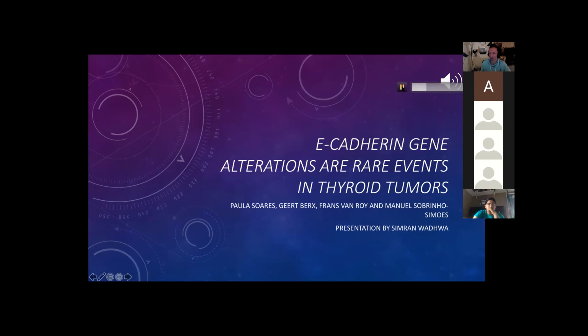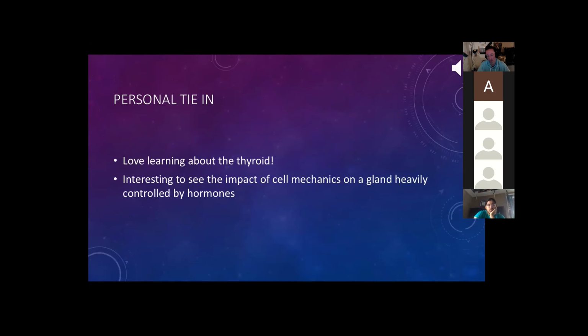For my project, I studied the paper called cadherin gene alterations are rare events in thyroid tumors. The reason I chose this paper was because the thyroid is one of my favorite topics, ever since I learned about it in physiology and endocrinology. It's interesting for me to see how cell mechanics, something I learned about in this class, relates to a gland that I've always learned to be controlled by hormones.